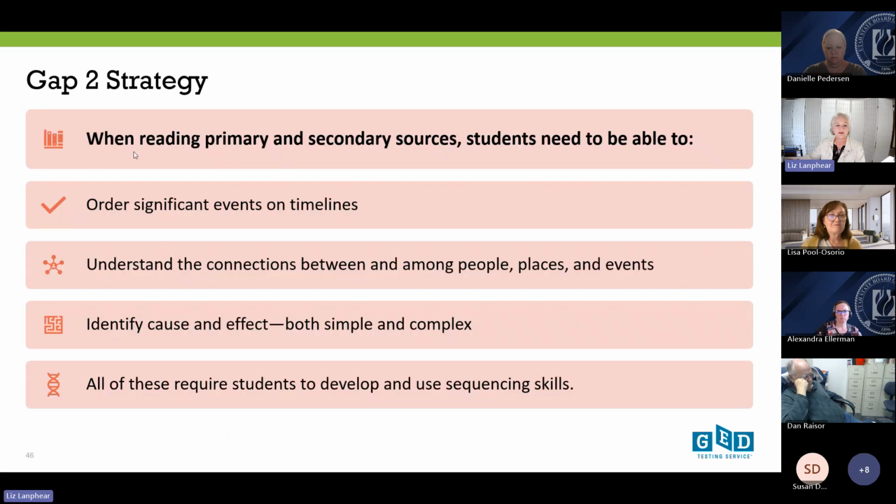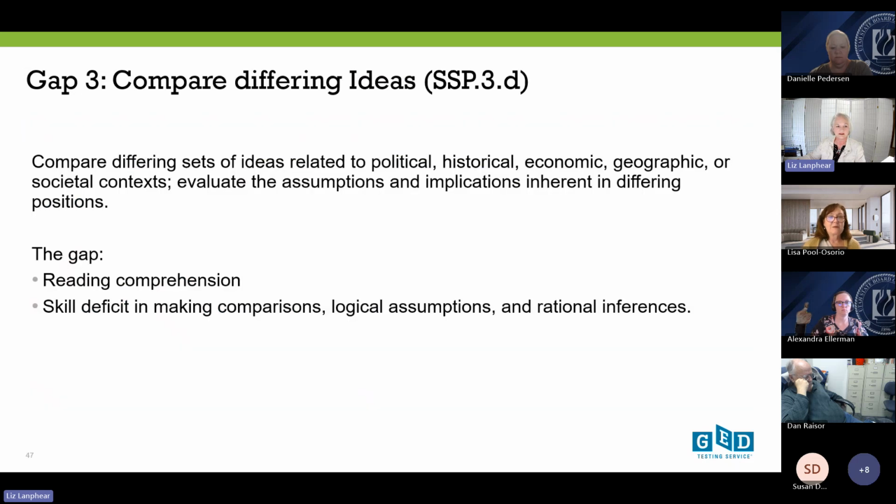So a strategy is, when reading primary and secondary sources, students need to be able to order significant events on timelines, understand the connection between and among people, places, and events, and identify cause and effect, both simple and complex. All of these require students to develop and use sequencing skills. So just understanding the true sequence of that versus what came first in the actual article.